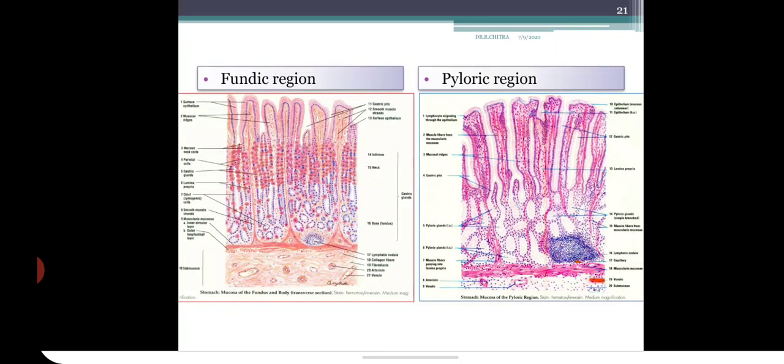So these two images are very important to identify the differences between the stomach fundus and stomach pylorus. So you should observe the gastric pits, which is the important differentiating point in the two regions.